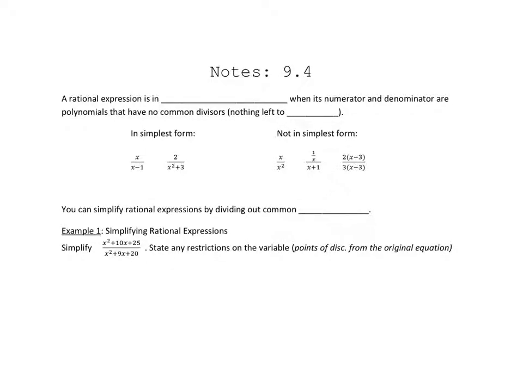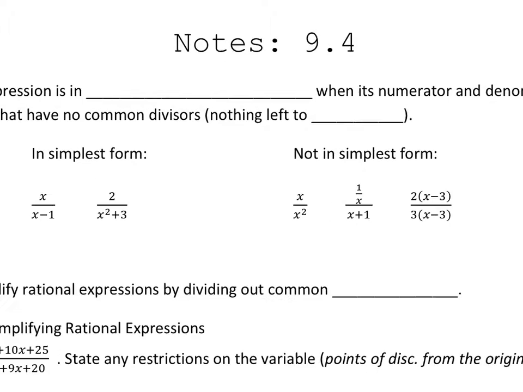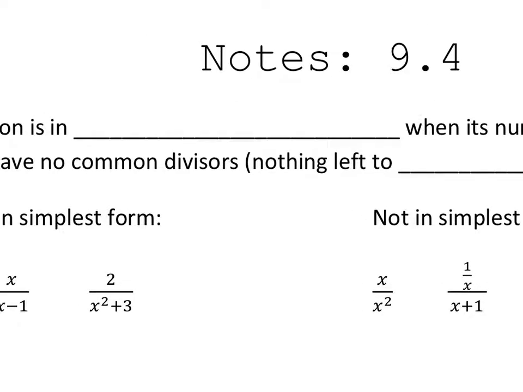In 9.4, we are simplifying rational expressions. A rational expression is in simplified form when its numerator and denominator are polynomials that have no common divisors. What that means is that there is nothing left to cancel.